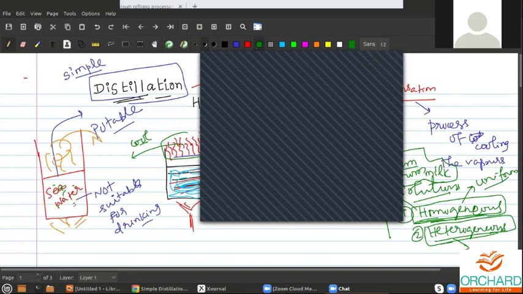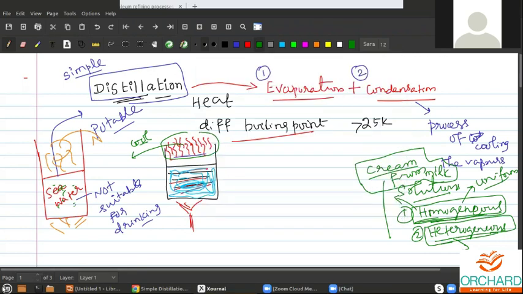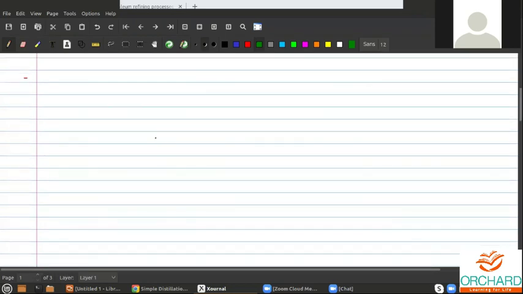Listen. This is a simple distillation technique that uses two principles called evaporation and condensation. You boil it, collect the vapor, cool it, and you will get distilled water. That is what is called simple distillation. Another technique is called fractional distillation. I will show you videos for both now.